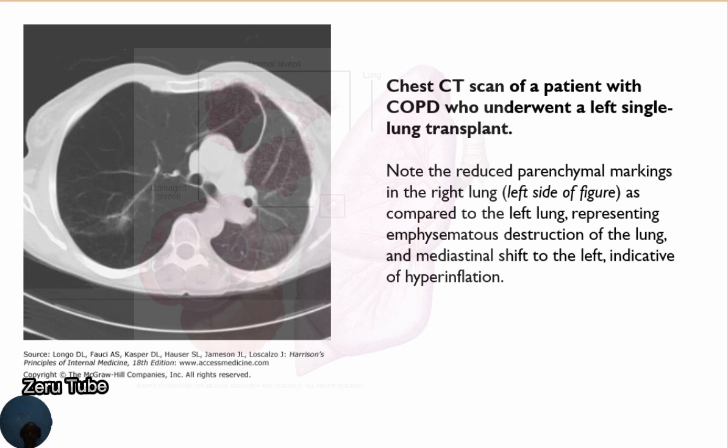In the CT scan of COPD, this is a chest CT scan of a patient with COPD who underwent a left single lung transplant. Note the reduced parenchymal markings in the right lung as compared to the left lung, representing the emphysematous destruction of the lung. The medial shift to the left is indicative of hyperinflation.